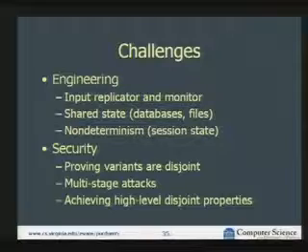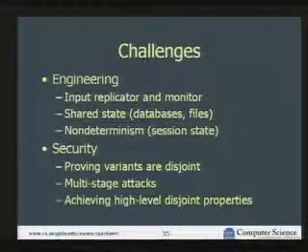We also have to have some way of dealing with shared state. Right, if we're sending the same request to these two variants and they're both sharing a database, well, they can't both send the same update to the database. So we either need some way of replicating the state as well, which gets pretty expensive, or we need some way of dealing with shared state.